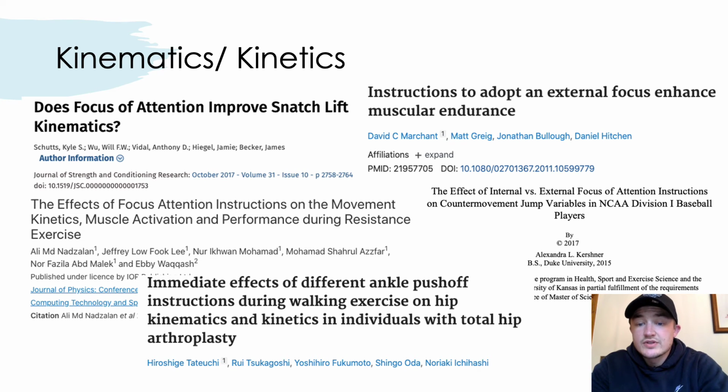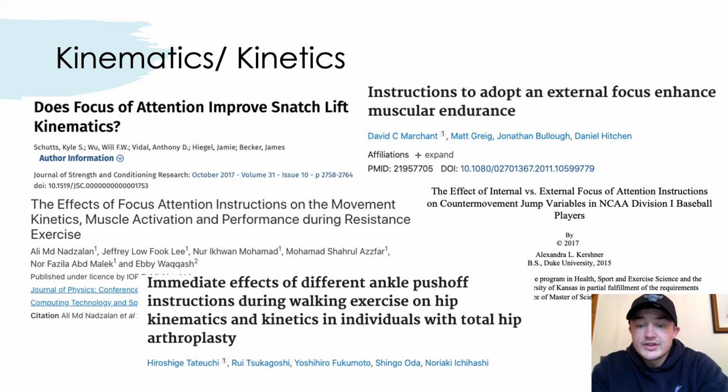Wolf and Dufek 2008 and Nadzelan et al. 2019 found that the use of instructions has the ability to make our movements more efficient, highlighting economical benefits which were expressed whilst using external focused instructions compared to internally focused. These studies looked at counter movement jump and a 10 rep max squat, with force production and muscle activity also measured.